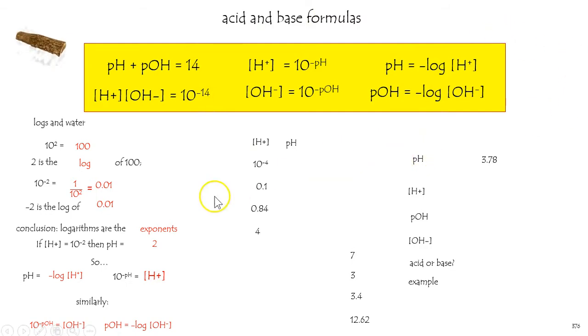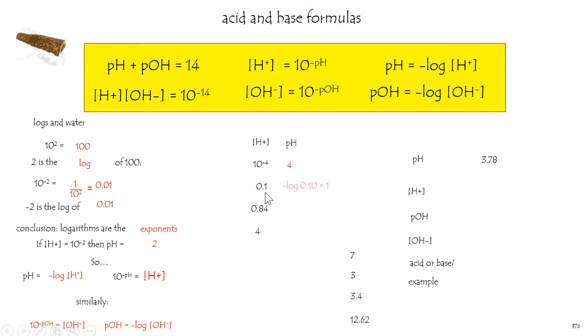Fine. Okay, I'll give you the H plus concentration. You tell me the pH. Notice that the pH is the negative log of that number. So we just say take the negative log of 10 to the minus 4, enter it into your calculator, or realize, hey, the pH is 4. Here you could do the negative log of 0.1, or you could realize that's 10 to the minus 1.